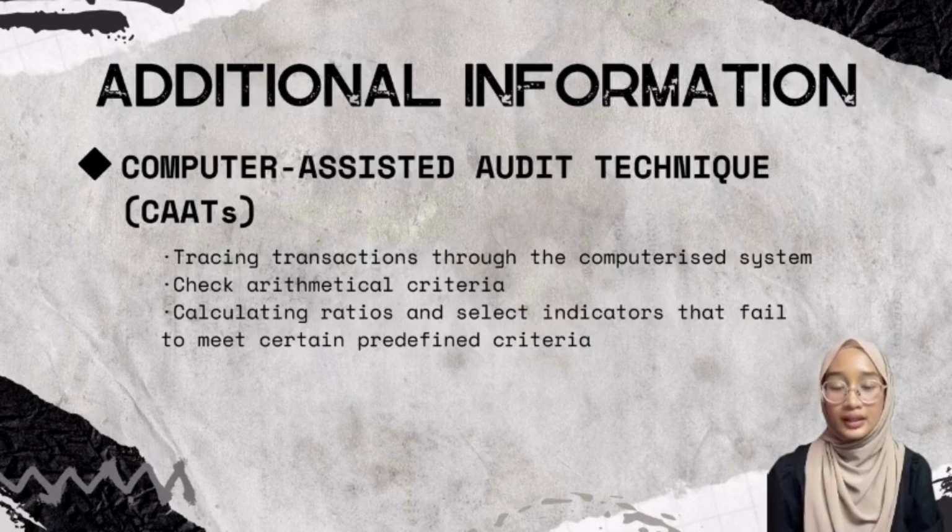Computer-assisted audit techniques can be used by auditors to execute substantive procedures or in application control. Among the types of CAAT, audit software, such as generalized or custom, can be used to interrogate a client's system to examine large volumes of data which would be inefficient to do manually. Specific procedures that can be performed include tracing transactions through the computerized system, checking arithmetical criteria, calculating ratios, and selecting indicators that fail to meet certain predefined criteria. This procedure can simplify the auditor's task by identifying risk areas to enhance revenue accuracy, fraud prevention, and system reliability in managing high volume retail transactions.